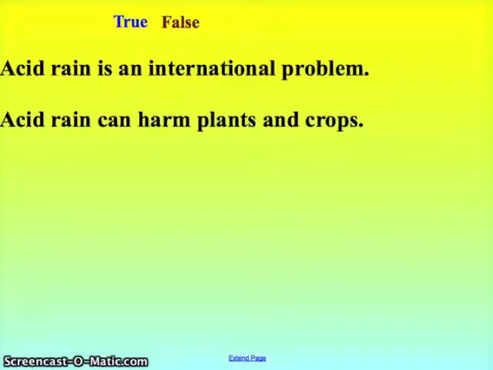True or false? Acid rain is an international problem. That's false, right? No, that's true. And some people might say, well, why is it true? There's a couple different ways you can look at it. One, you can say it's true because acid rain happens all over the world. They have problems in the United States, they have problems in France, Germany. It happens all over the world. The other approach, you can say, well, acid rain is an international problem because it crosses borders.